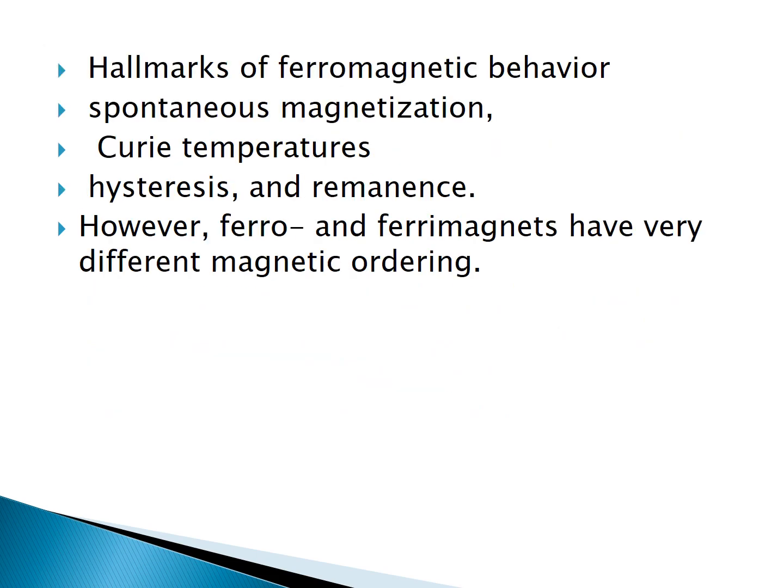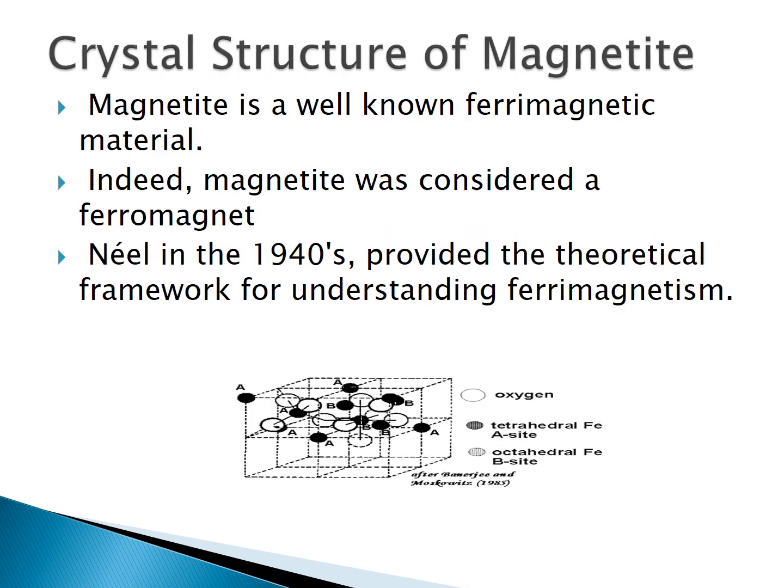Hallmarks of the ferromagnetic behavior: number 1, spontaneous magnetization, Curie temperature, hysteresis, and remanence. However, ferro and ferrimagnets have very different magnetic ordering. It means that one will have some value of the magnetic moment and the other will have 0.